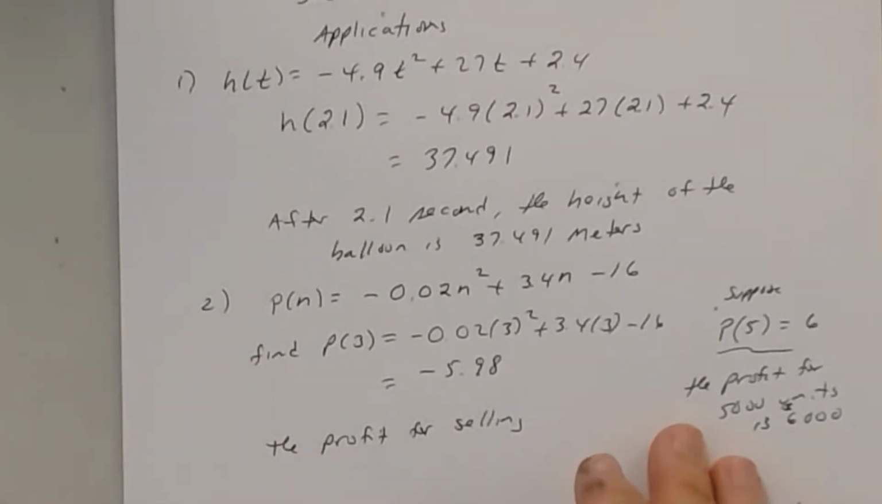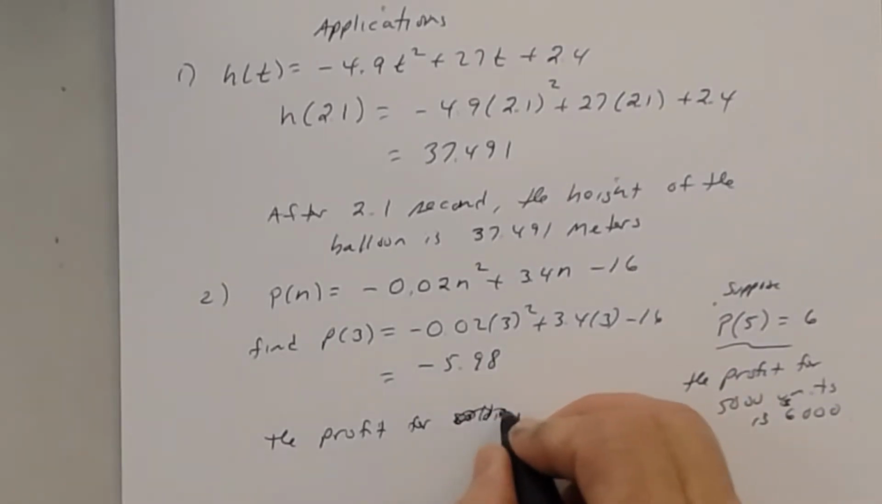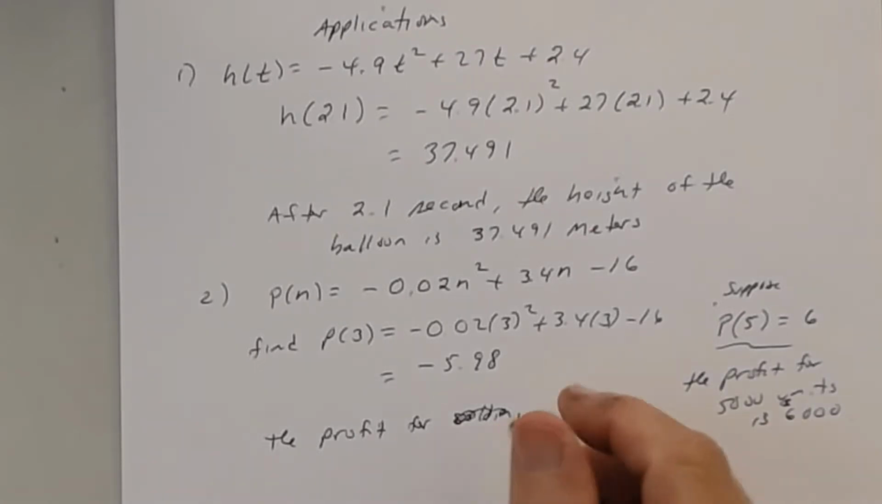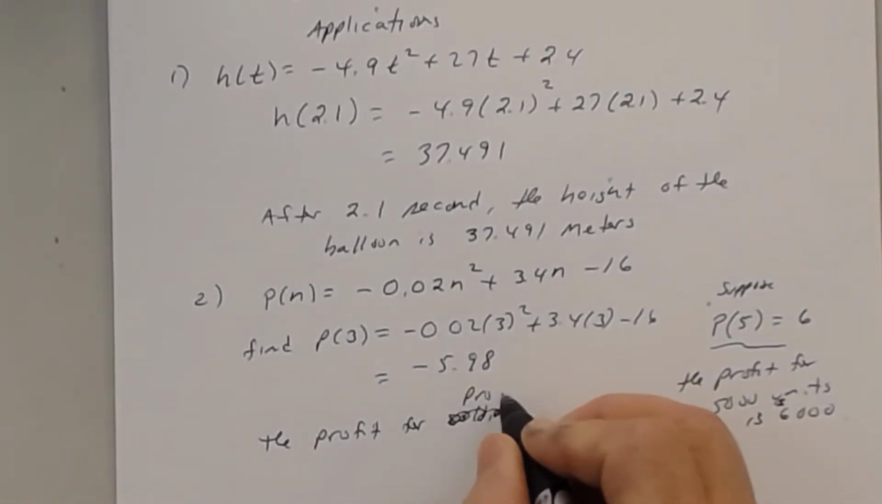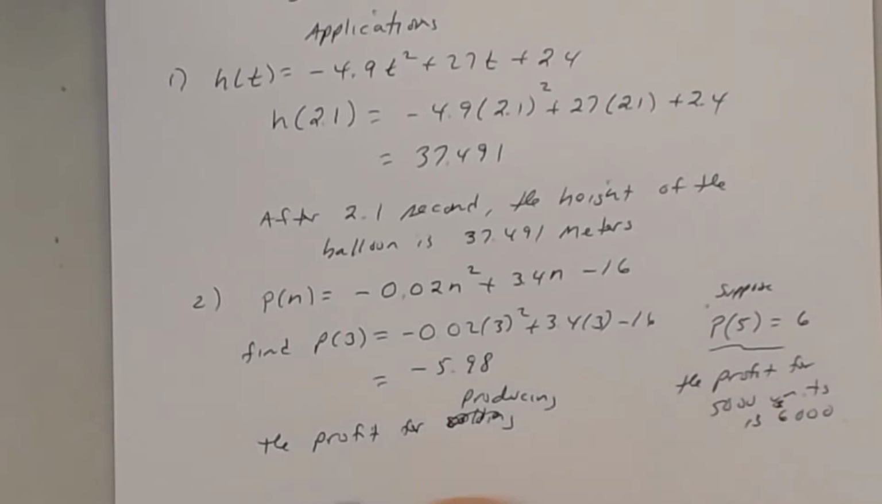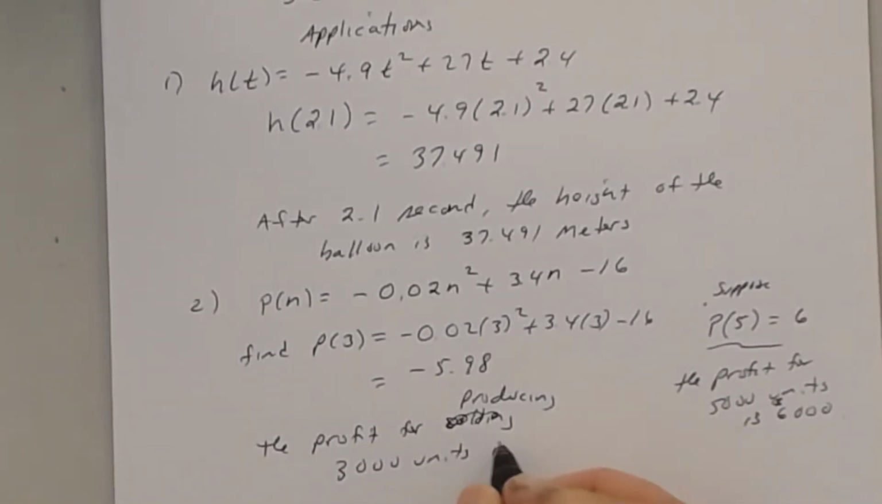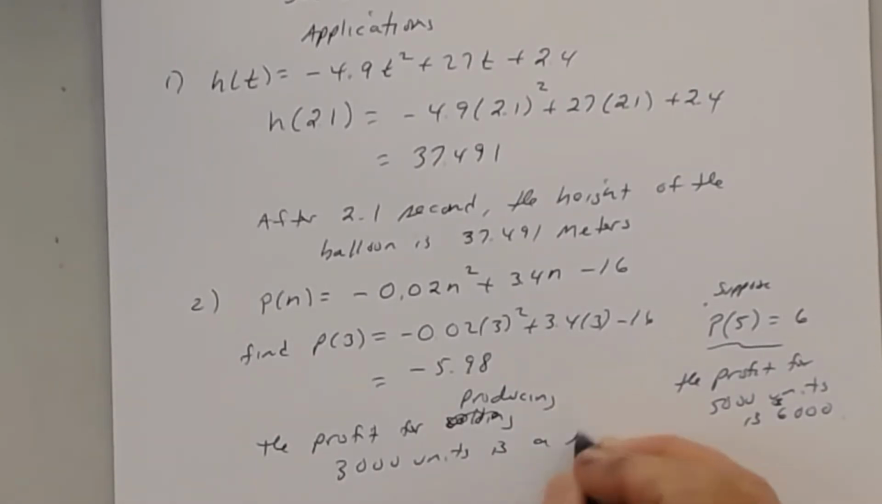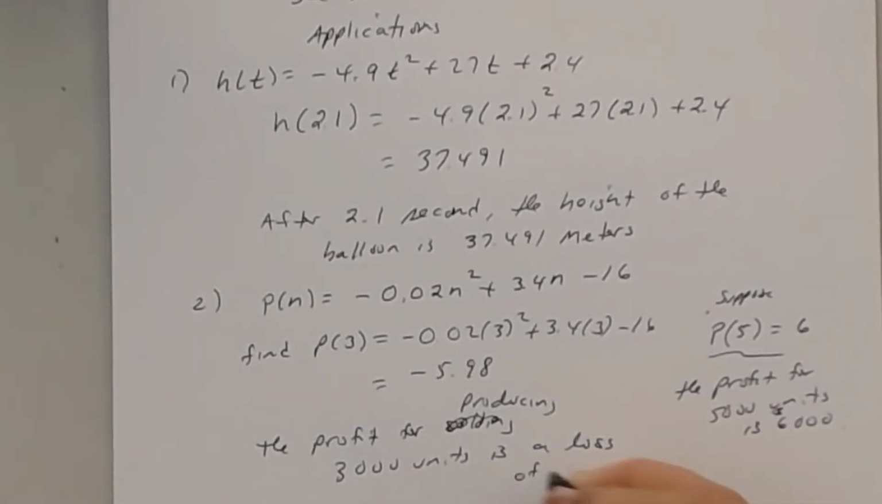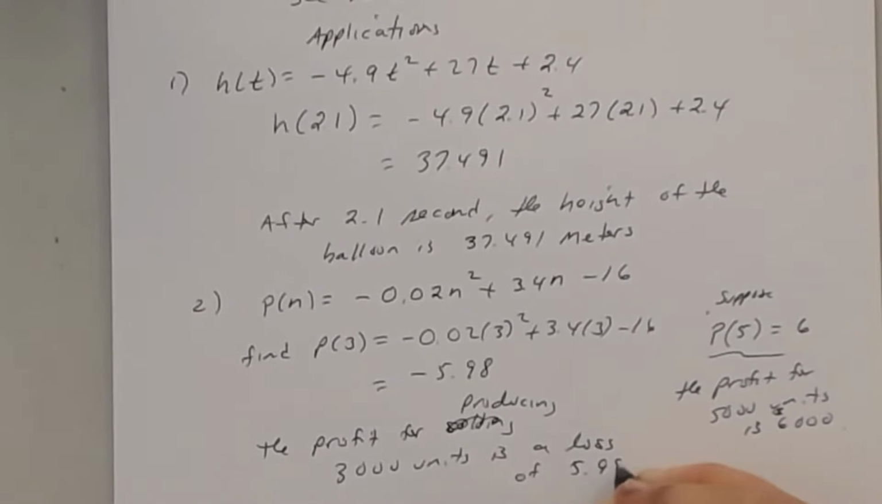Actually it's not selling, it's producing, isn't it? The profit for producing, let me change that, because selling and producing are different things. Selling is where you actually sell something, produce is where you make it. Do you necessarily sell it? No. So the profit for producing 3,000 units is a loss of $5.98 thousand.